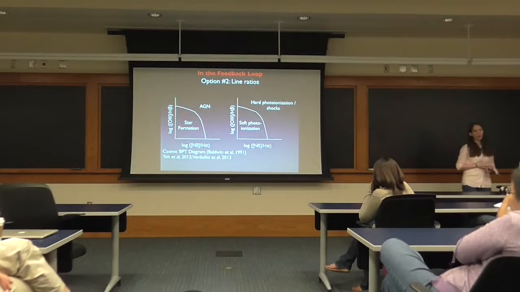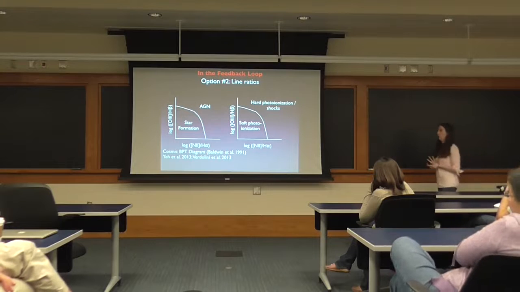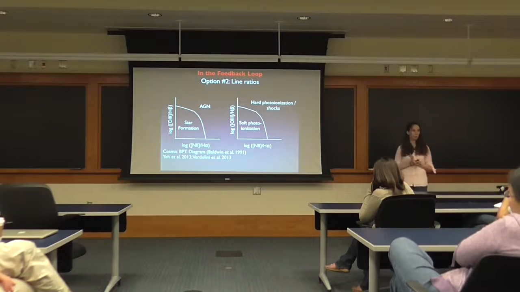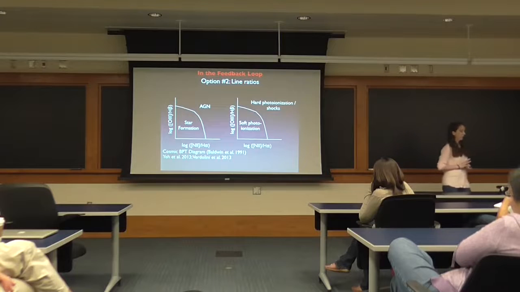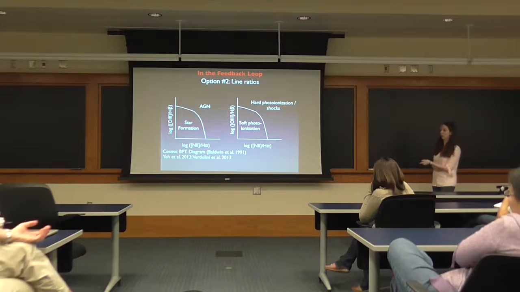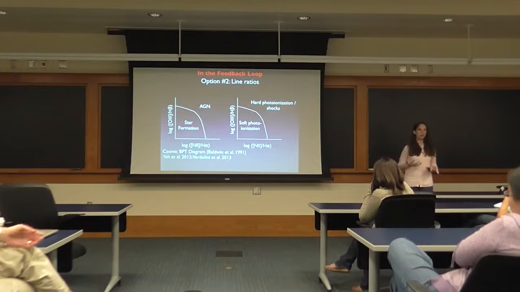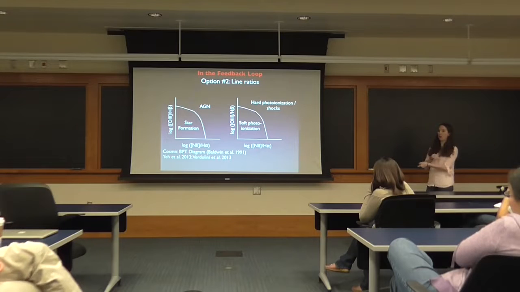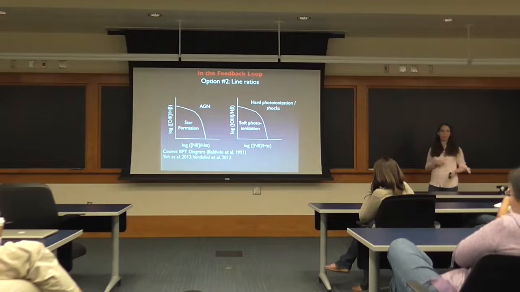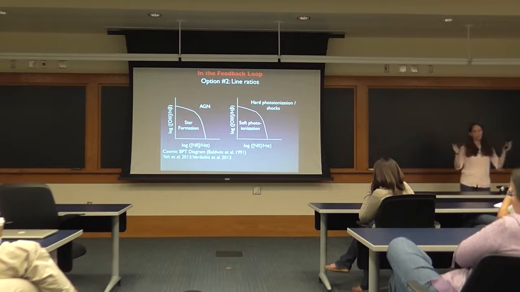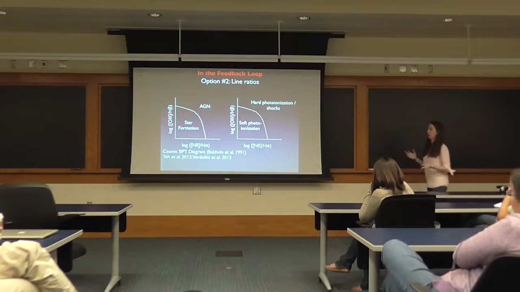Number 2 is based on the line ratios. So for those of you who work on galaxies, you're probably familiar with the BPT diagram, which is that if you take these 4 very bright optical emission lines, you can tell whether your galaxy is dominated by star formation or by AGN. This is just based on your spectral shape.